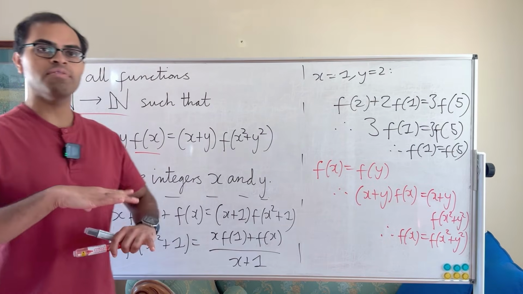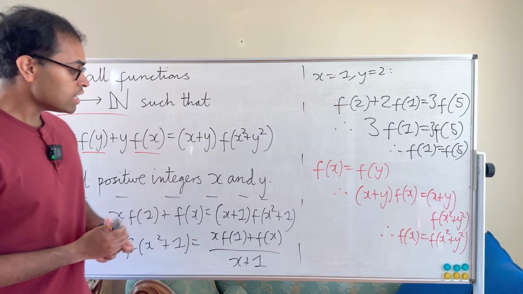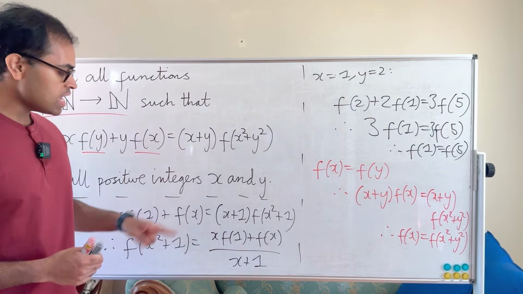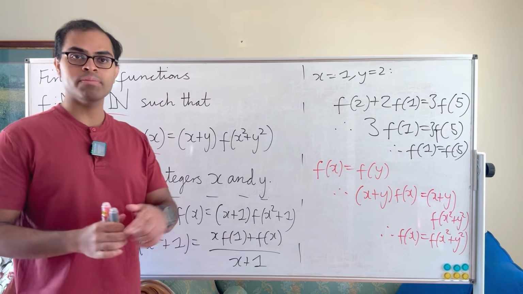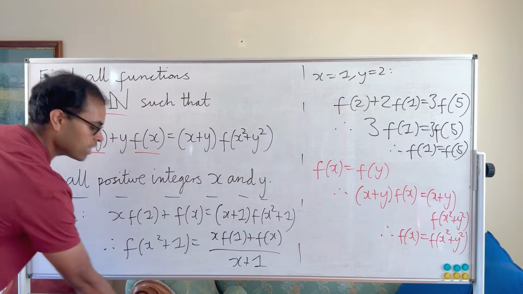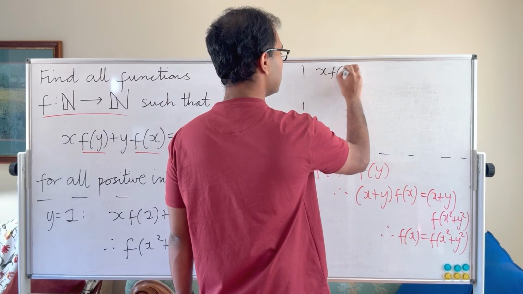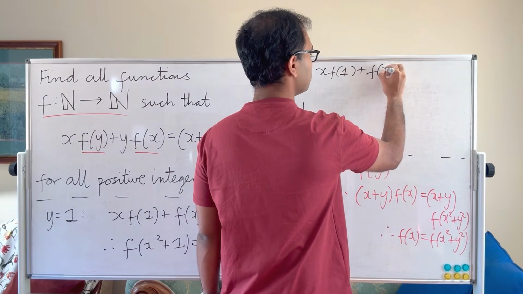That is not connecting f of x to some much larger value of f. It's just telling us something about f of x, that namely x f of 1 plus f of x is divisible by x plus 1. And this is going to be crucial. So let's now write that on the top right hand corner. All right, so I'm just going to write out our statement that x f of 1 plus f of x is divisible by x plus 1.